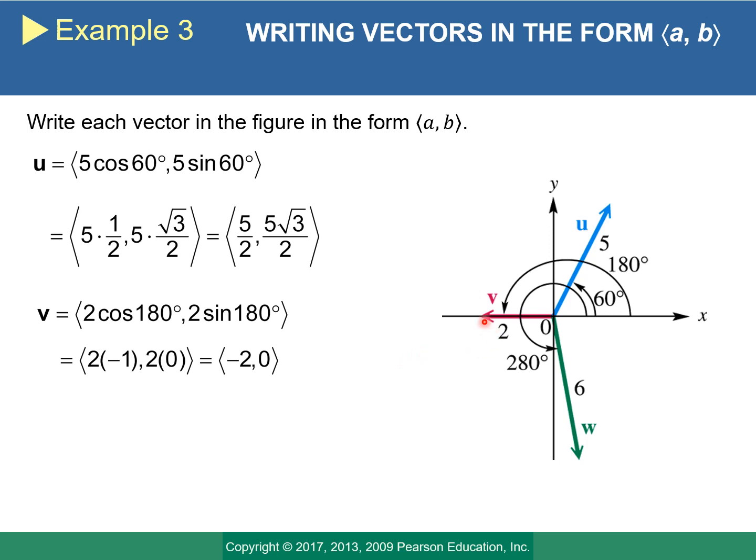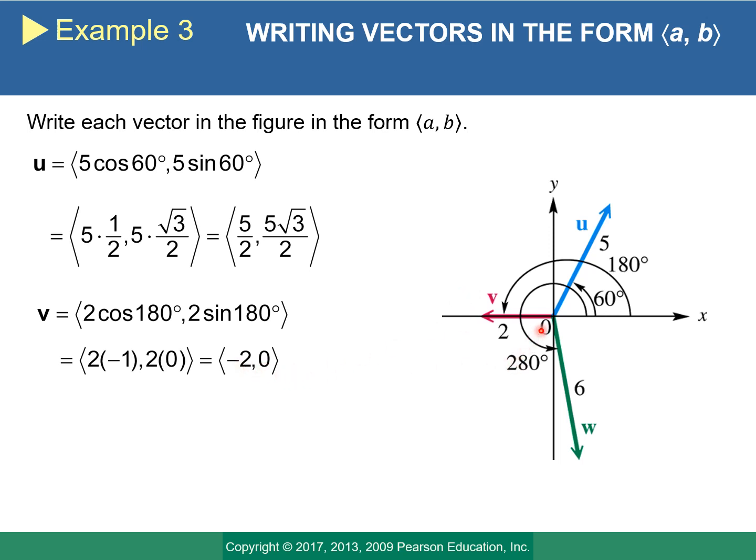And that one you can kind of tell just by looking. This vector is on the x-axis, it's pointing to the left, so it has to be a negative x value. Because it's length 2, it's got to end at negative 2 for the x, and because it's on the x-axis, it doesn't go up or down, so y has to be 0.